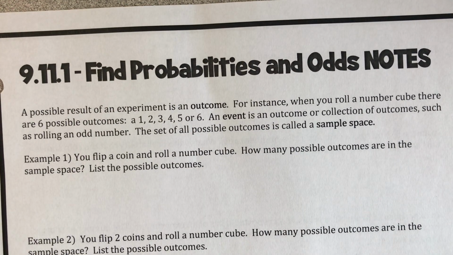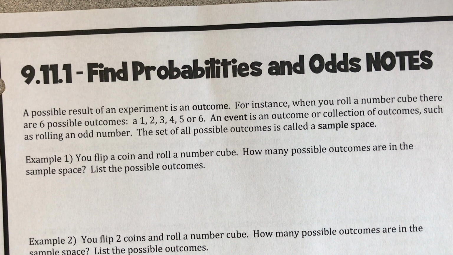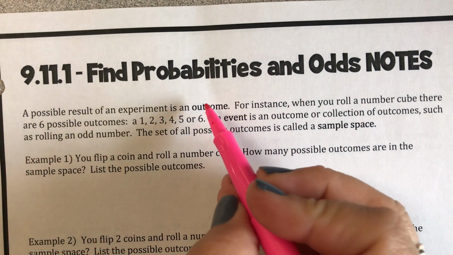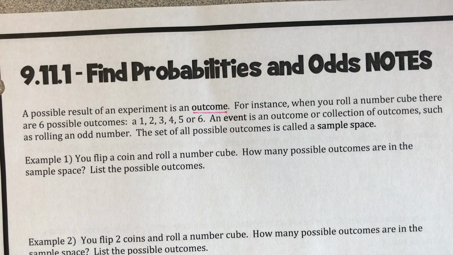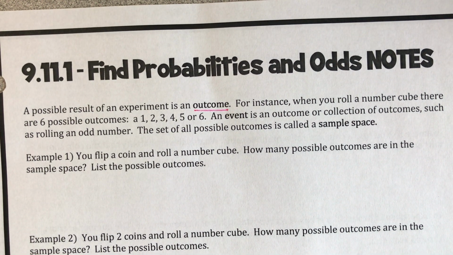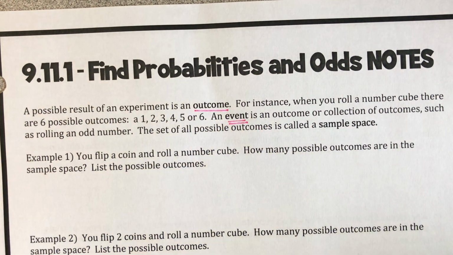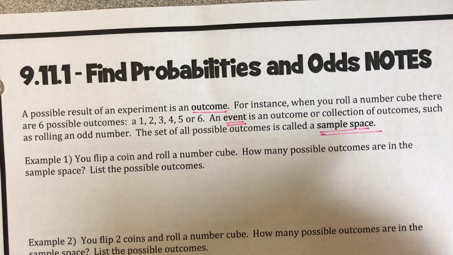Okay, today we're going to start chapter 11, which has to do with probabilities and odds. So at the top, it says a possible result of an experiment is an outcome. For instance, when you roll a number cube, a number cube is just what every single math text calls a dice. So just a regular six-sided dice. But there are six possible outcomes: 1, 2, 3, 4, 5, or 6. And then an event is an outcome or a collection of outcomes, such as rolling an odd number. The set of all possible outcomes is called a sample space.